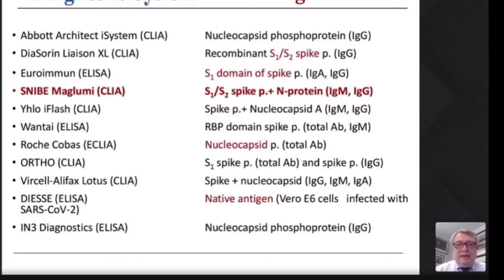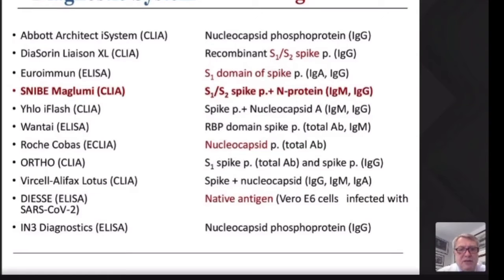What about the target of the diagnostic system, both for point of care and laboratory-based tests? As you can appreciate in this slide, there are today several laboratory-based tests, both chemiluminescent or ELISA, and the targets are different. If we look at the SNIBE MAGLUMI that we commonly use in our practice, the targets are both the S1, S2 spike protein and the nucleoprotein, and it detects both IgM and IgG specific antibody.